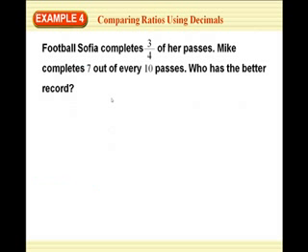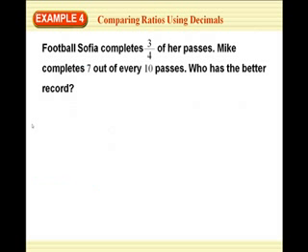Football. Sophia completes 3/4 of her passes. Mike completes 7 out of every 10 passes. Who has the better record? Okay, so comparing ratios, this says using decimals.